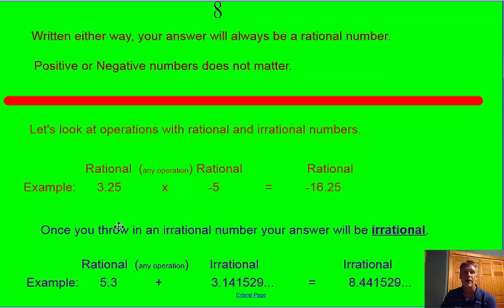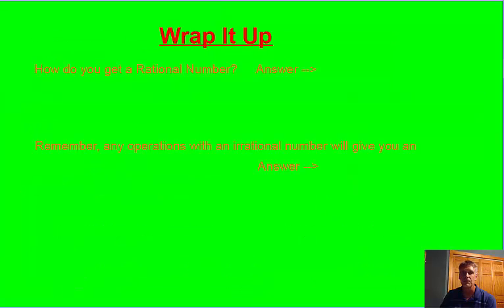All right, let's review. Wrap this up. How do I get a rational number? Well, the only way to get it is to divide 2 integers. Example 8 divided by 14. And the second question, remember, any operation with an irrational number will give you a what? Well, it's going to give you an irrational number. Well, that's about it. Quick video here.